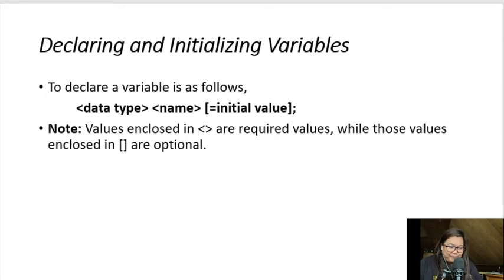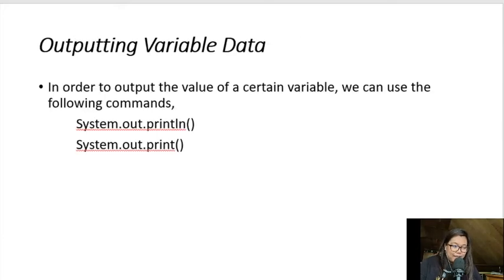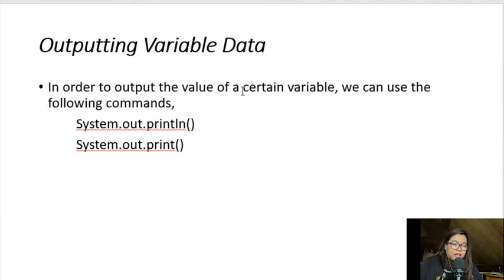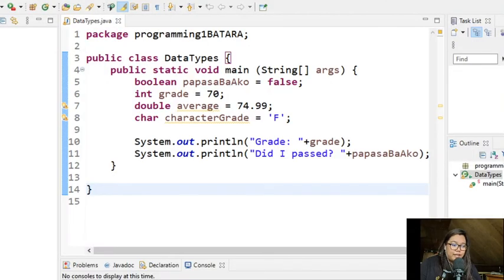Okay, so let's have an example for this. Before we have an example, let's go here. In order to output the value of a certain variable, we can use the following commands: System.out.println and System.out.print. Okay, so let's go to our IDE here.